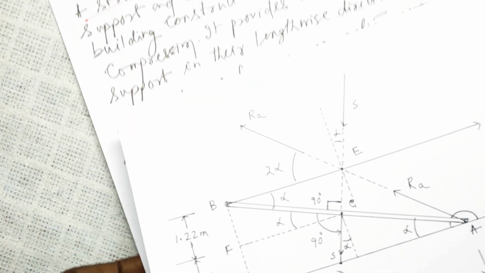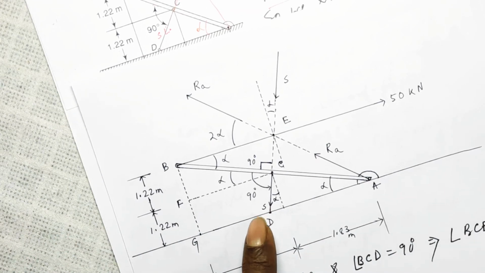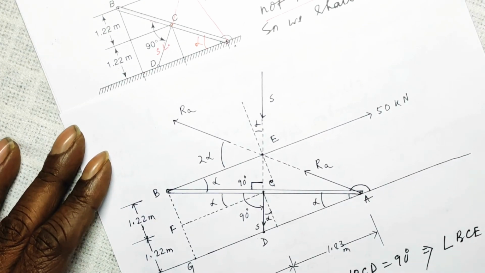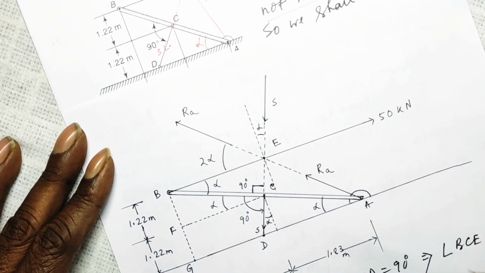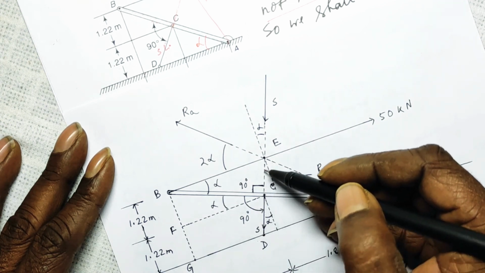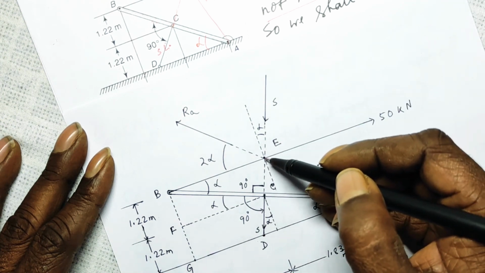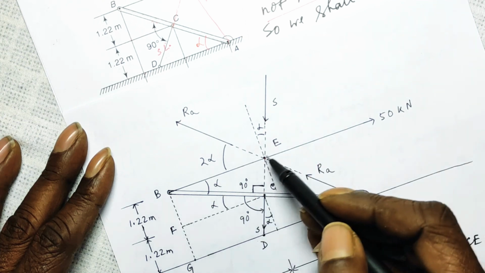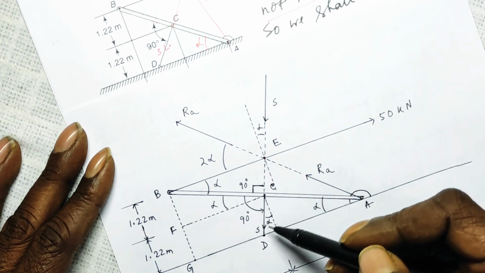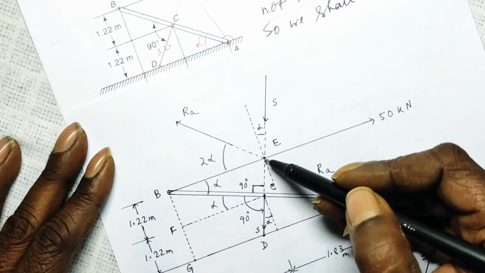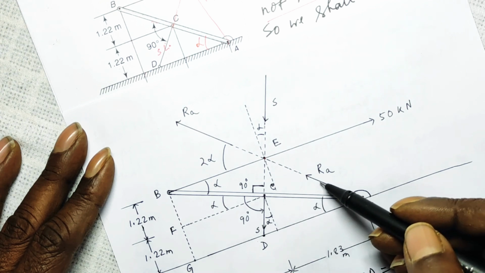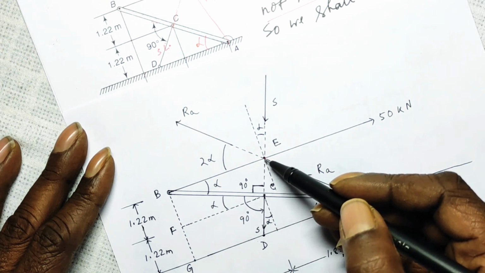So the original diagram is redrawn here. As you can see, I have taken this angle as alpha. The line of action of S is passing through the point E, which is common to the line of action of the 50 kilonewton, and the line of action of the axial force. They meet at point E. This point is E. From here the reaction force RA has to pass through the same point.